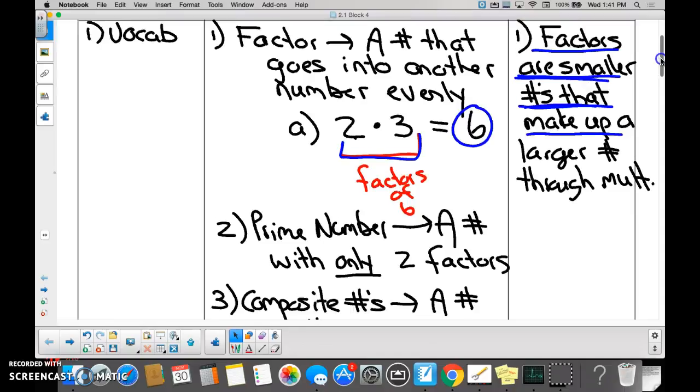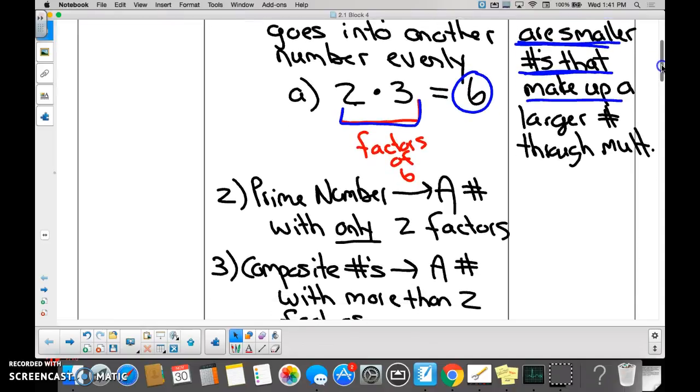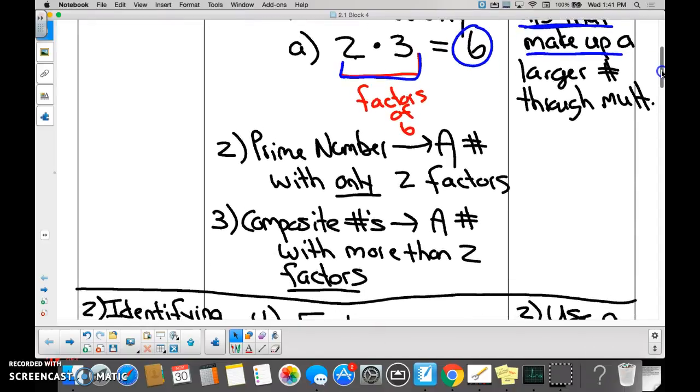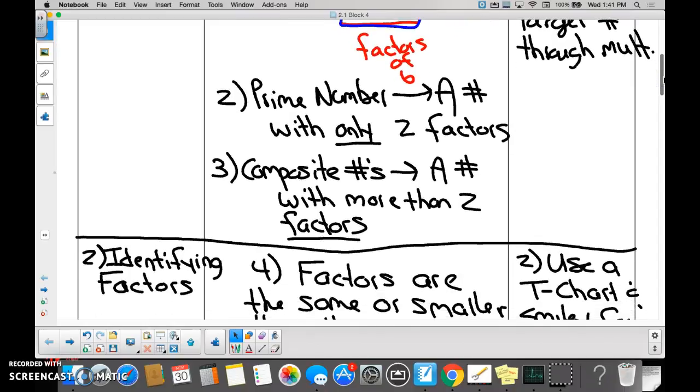Prime number. How many factors do prime numbers have, Manal? 2. How many factors do composite numbers have? Manny, how many factors do composite numbers have? More than 2. Okay. Can somebody tell me what are the factors of any prime number? Afsa? Itself and 1. So the number itself and the number 1, right?